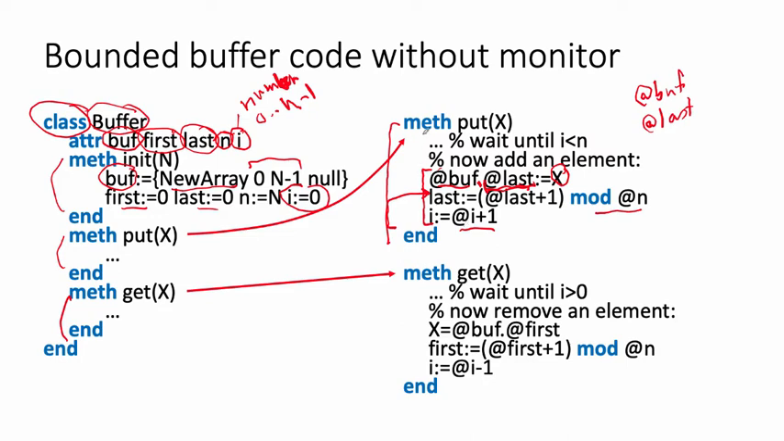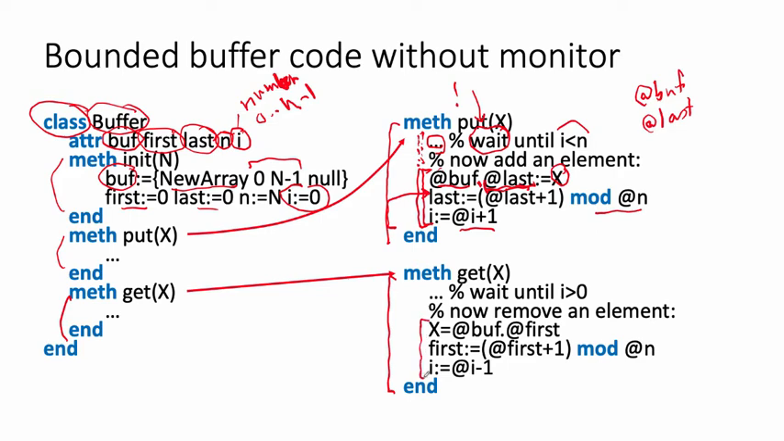Now there's a prefix here, something that happens before. We're only allowed to do this if the buffer is not full. So we have to wait until i, the number of elements, is less than n. I put it in as dot dot dot here, but we'll see how to do that. That's what the monitor is going to do.